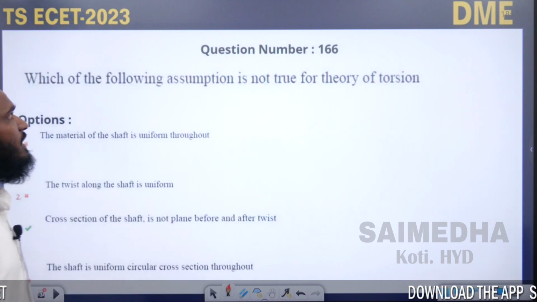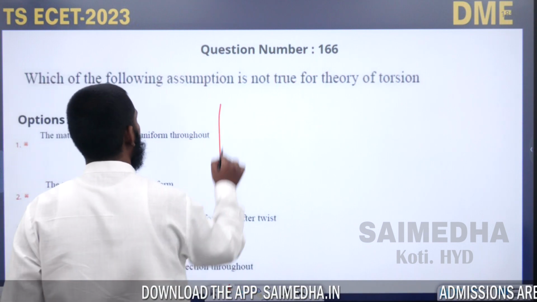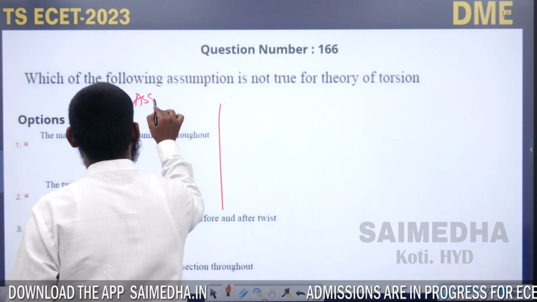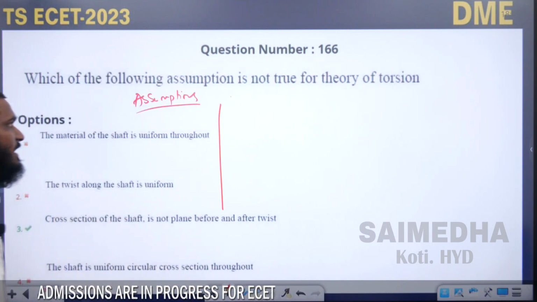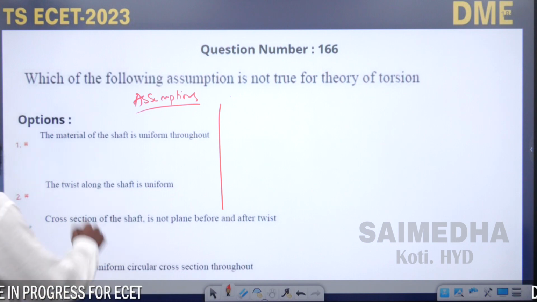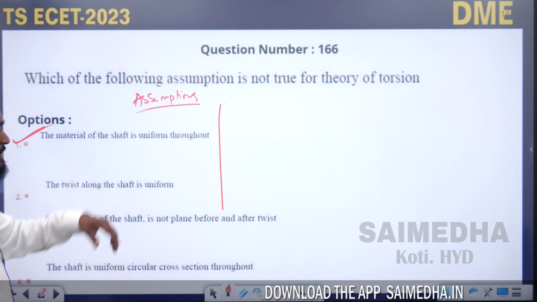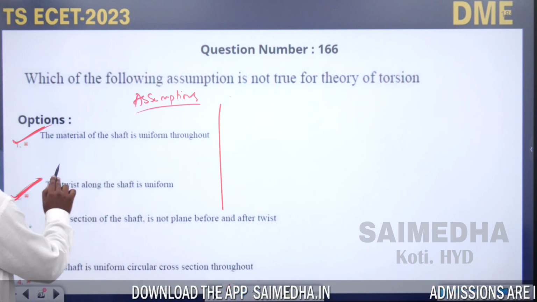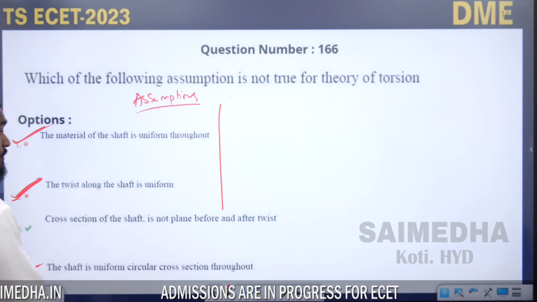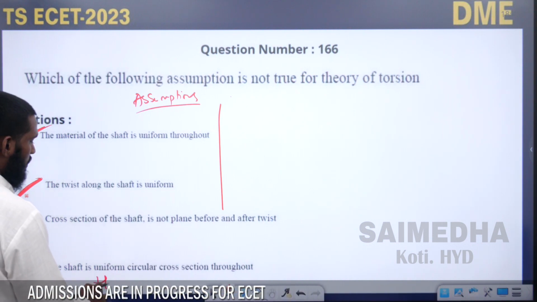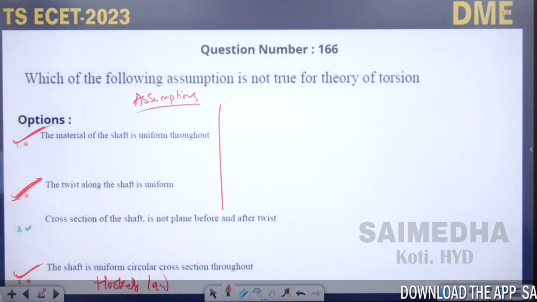Now next, which of the following assumptions is not true for the theory of torsion? We are having some assumptions over here. Let us see the options. The material of the shaft is uniform throughout. This is one of the assumptions. The twist along the shaft is uniform. This is also one of the assumptions. The shaft has a uniform circular cross section throughout. This is also one of the assumptions. Hooke's law is applicable. That is also one of the assumptions we are having.